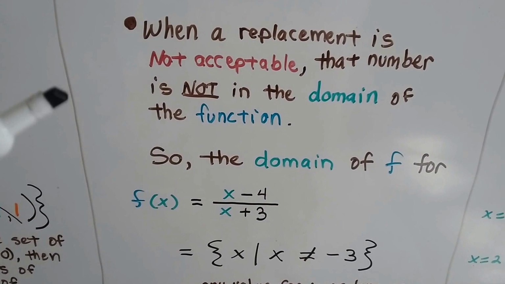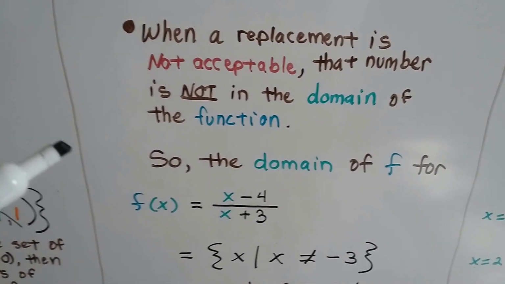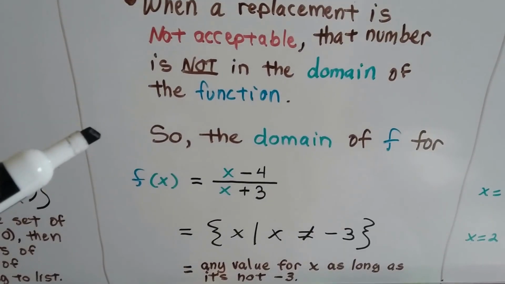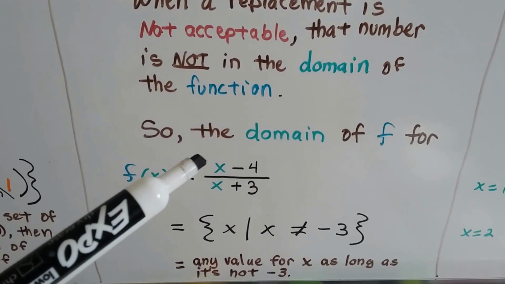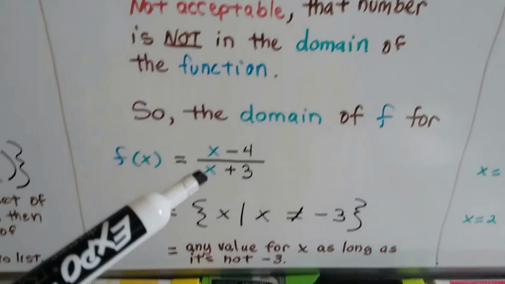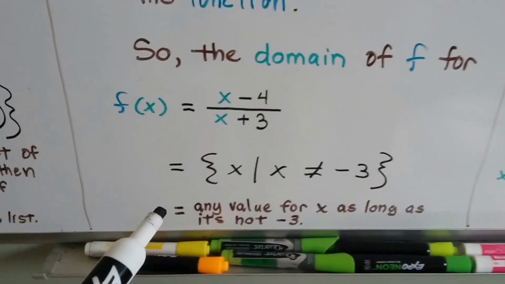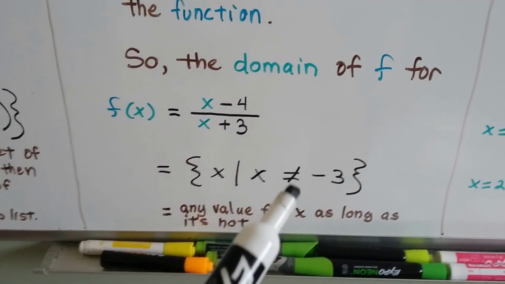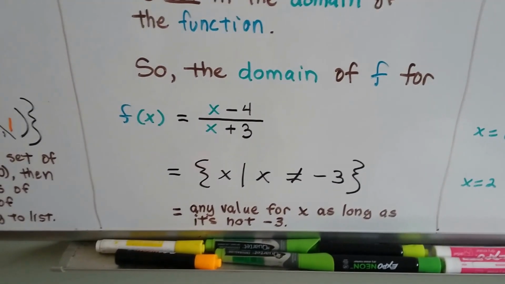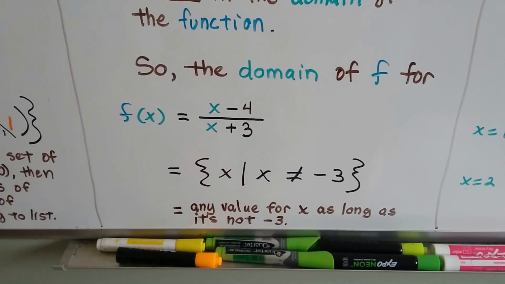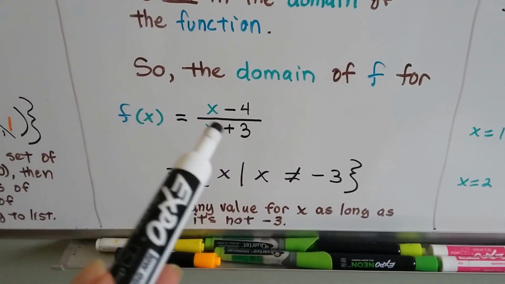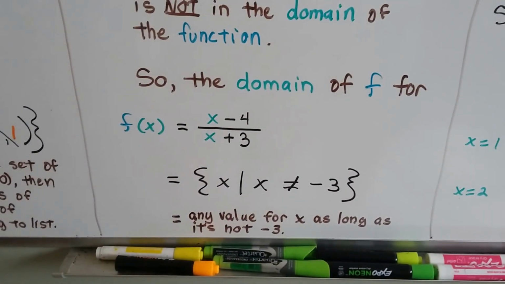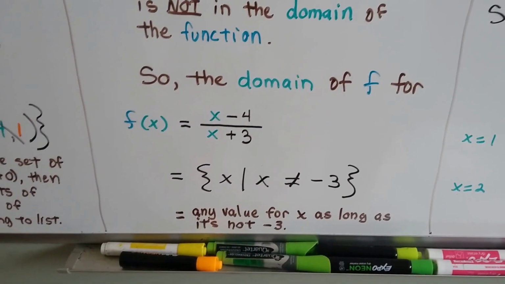So, as I said, when a replacement is not acceptable, like that negative 3, that number's not in the domain of the function. So the domain of f for the function f of x equals x minus 4 divided by x plus 3, we write the answer, the solution, as the set of all x such that x is not equal to negative 3. So any value for x is okay as long as it's not negative 3. That's the one value that it can't be. And because there are so many other possible values, it's easier to just say which one it's not.